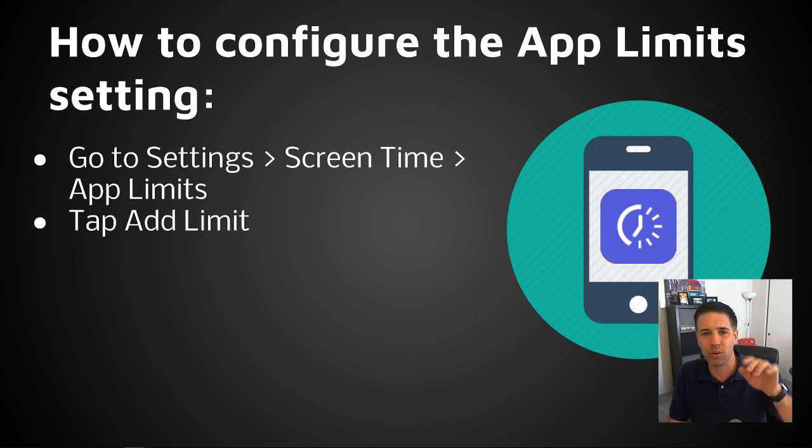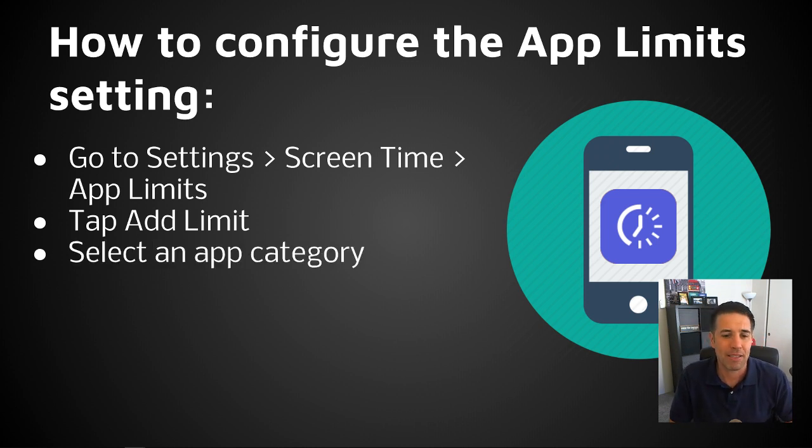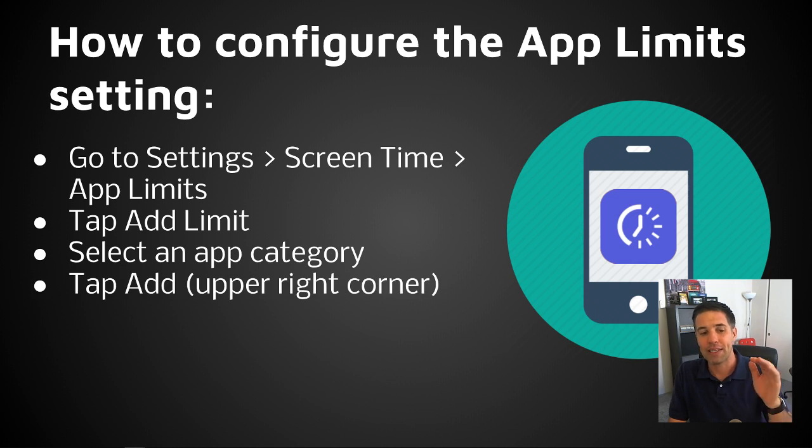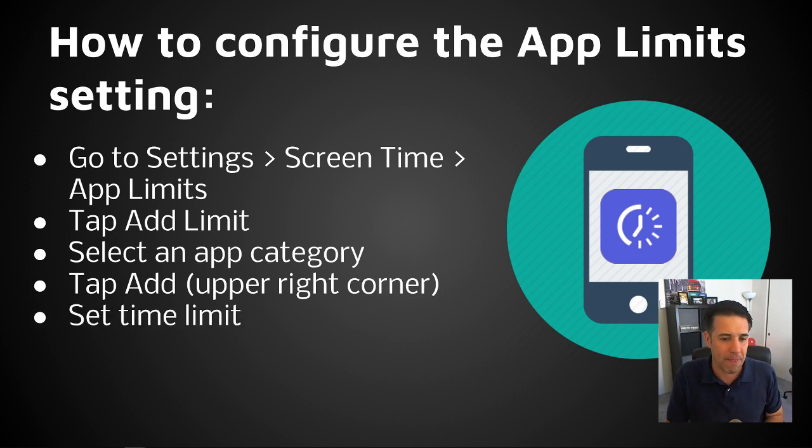By the way, you can scroll down in Settings. You can search for anything that you see here. You can search for that feature and it'll come up in Settings. Just scroll down in Settings and it turns on. Select an app category. You add a limit, select a category, tap Add in the upper right corner. Sometimes the app you want, you don't know what category it's in. You can just add that app specifically. And you set the time limit. For instance, on Instagram, you may think, oh, 30 minutes enough.